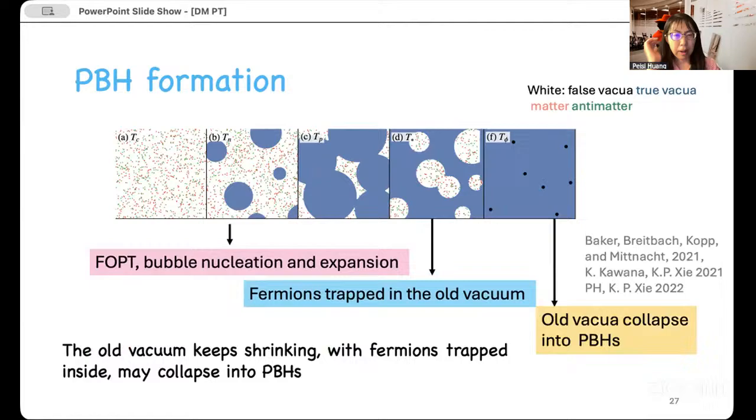So the whole story is like this. Early on, we're in the false vacuum, and a strong first order phase transition happens. Bubbles are nucleated and expand. The fermions are trapped in those old vacuum regions. They keep shrinking with the fermions trapped inside. They may collapse. Those old vacua may collapse into primordial black holes.